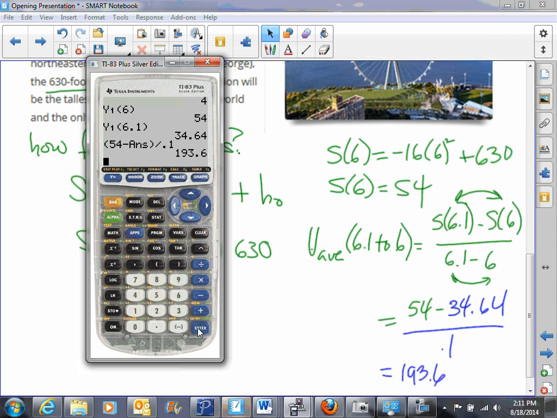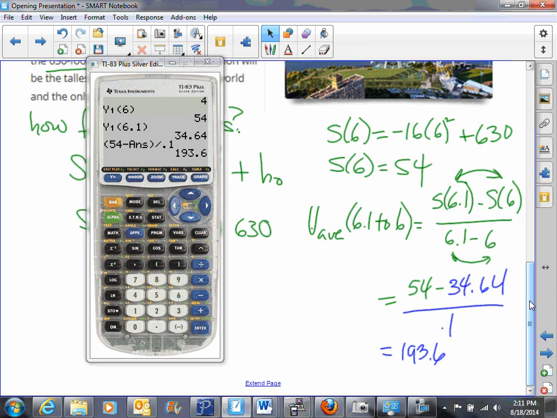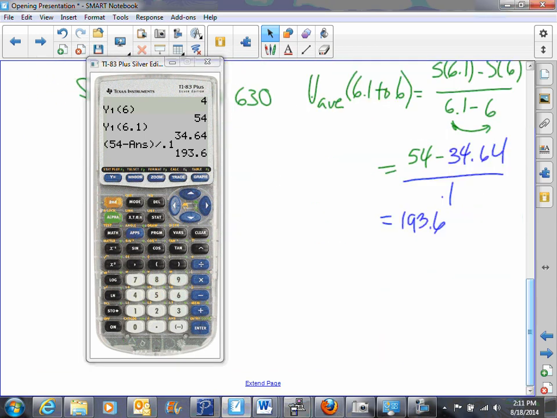Now, that is not the velocity it's traveling at that instant. That's the velocity it's traveling on average from 6 to 6.1 seconds. And the units, of course, are in feet per second because our height was in feet and the time that we're using here is seconds. But now, let's do this.